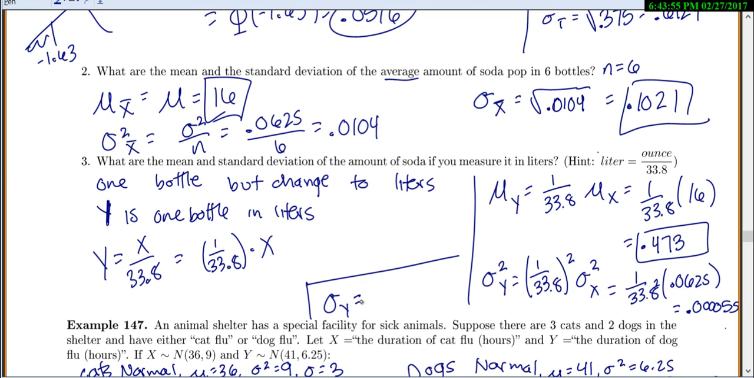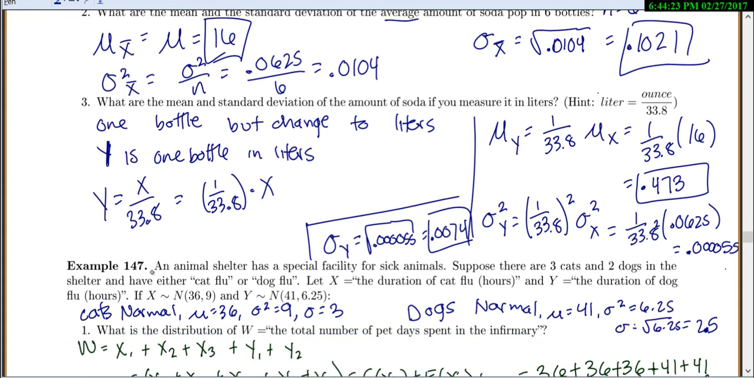But the standard deviation would be the square root of that, the square root of 0.00055, which gives me 0.0074. So we found the mean and standard deviation. And with that, then you can find probabilities. It would just be whatever your value is that you're interested in, minus this mean that we found, divided by this standard deviation. And one more example that was on the video you should have watched.